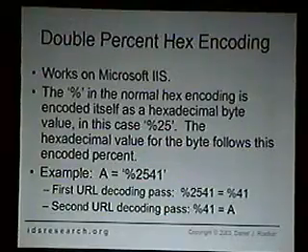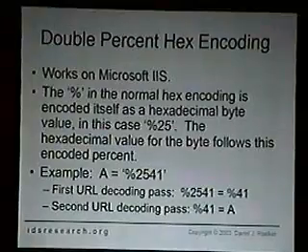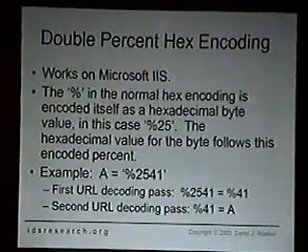And thanks to Microsoft IIS, you get a double decode. So it goes through it once and then goes through it again. So as you see, on the first pass, the %25 gets turned into a percent, and then on the second pass, the %41 gets turned into an A.